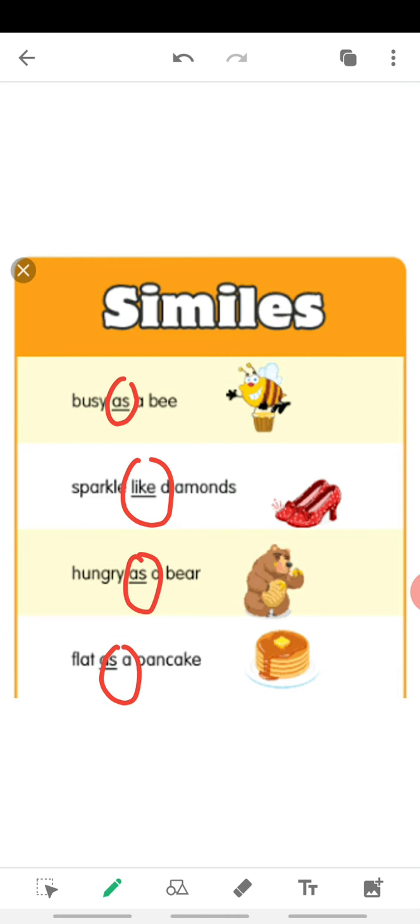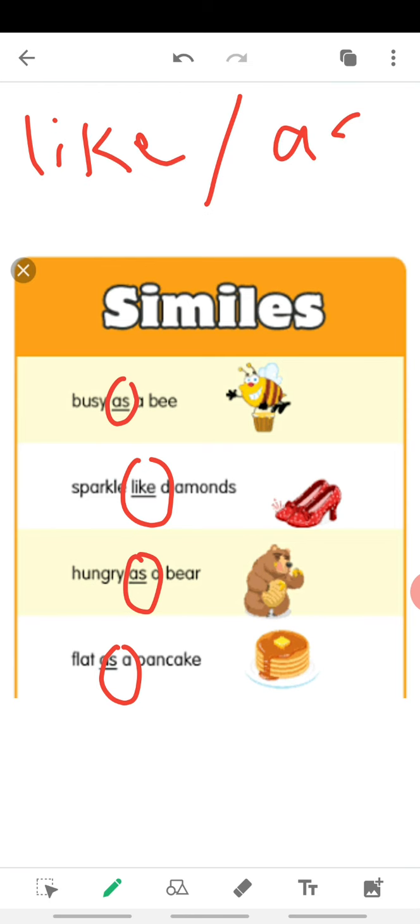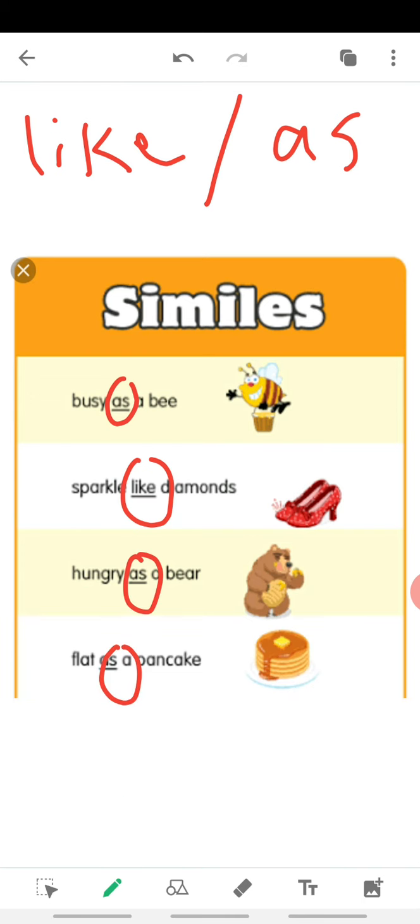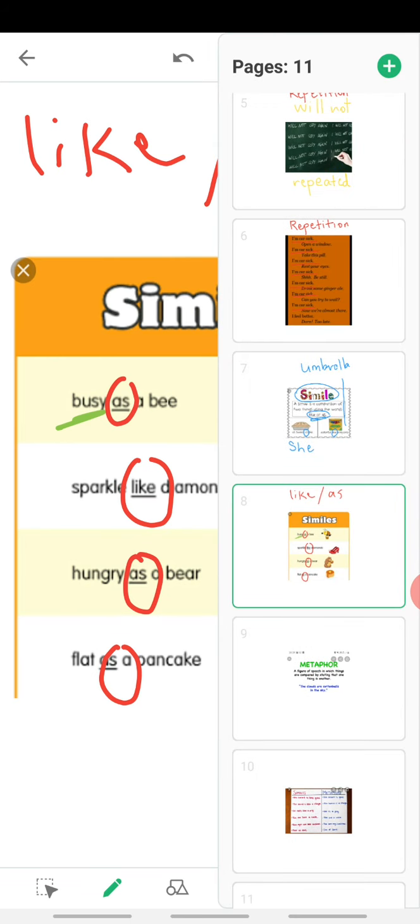So again, if you notice the words using like or as, comparison between two things. Busy, I told you over here, busy. Who was busy? Teachers were busy. Busy as a bee. Students are compared to diamonds. I had told students sparkle like diamonds. So students are compared to diamonds. So this is called simile.